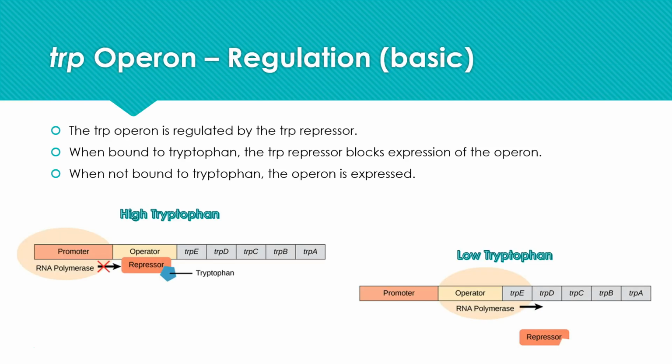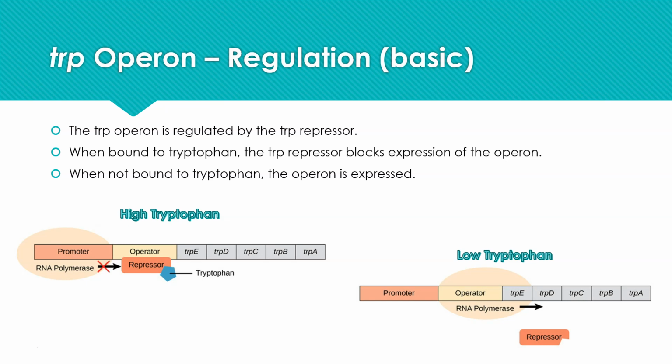So we've talked about the structure of the trp operon. Now let's talk about how it actually regulates things. And we're going to start off talking about basic regulation in a basic way, and then we're going to get more and more in detail as we go along. So in the most basic way of thinking about it, you have a promoter, an operator, and your structural genes.